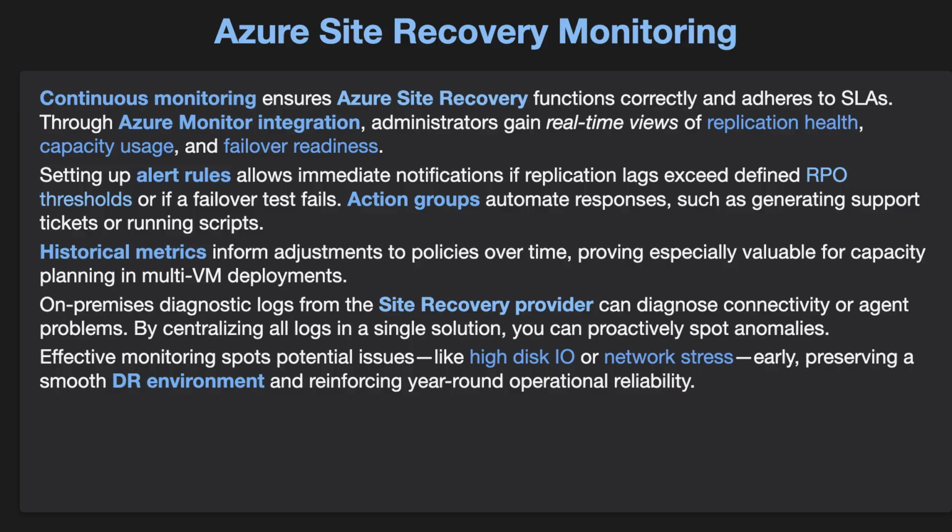Continuous monitoring ensures Azure Site Recovery functions correctly and adheres to SLAs. Through Azure Monitor integration, administrators gain real-time views of replication health, capacity usage, and failover readiness. Setting up alert rules allows immediate notifications if replication lags exceed defined RPO thresholds or if a failover test fails. Action groups automate responses, like generating support tickets or running scripts. Historical metrics inform adjustments to policies over time, proving especially valuable for capacity planning in multi-VM deployments.